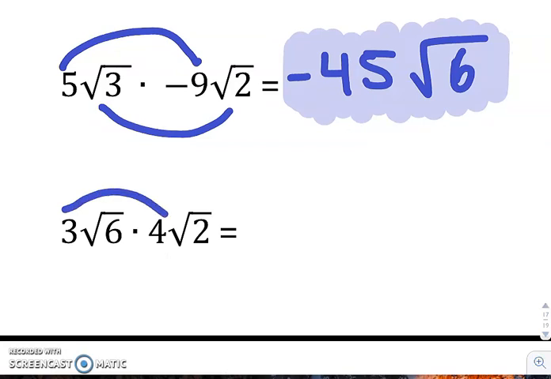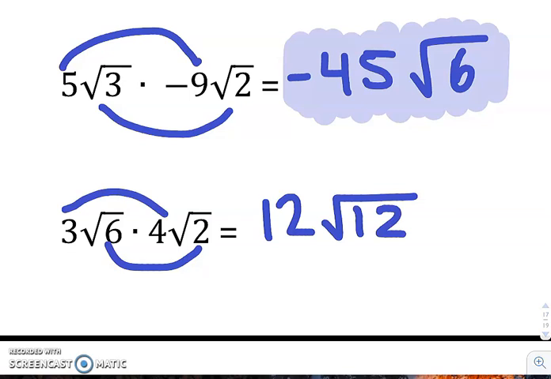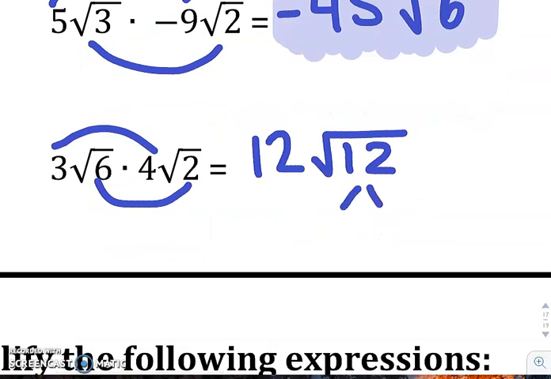Now look at the next multiplying problem, 3 square root 6 times 4 square root 2. Multiply the coefficients, 3 times 4, and then multiply the square roots, and you get 12. What you need to do is simplify the 12, because if you simplify that, you're going to find a perfect square or a pair inside there.